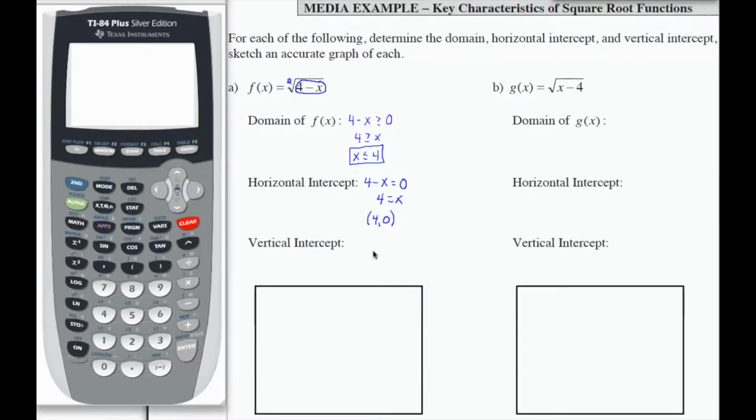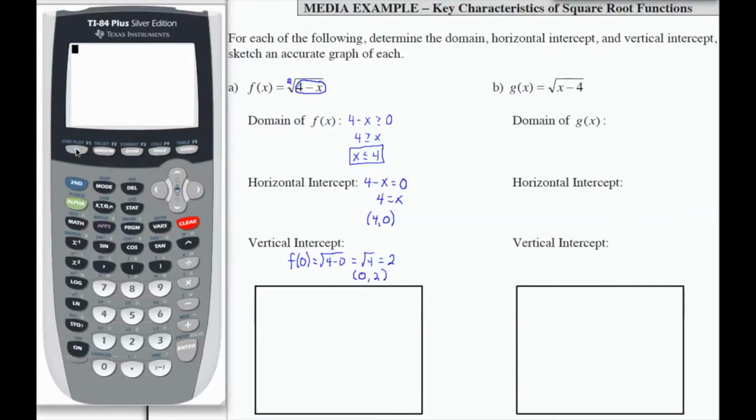To find the vertical intercept, I want to evaluate the function when the input is 0. So f of 0 is the square root of 4 minus 0. That's the square root of 4. The square root of 4 is 2. So my vertical intercept is going to have input 0, output 2.